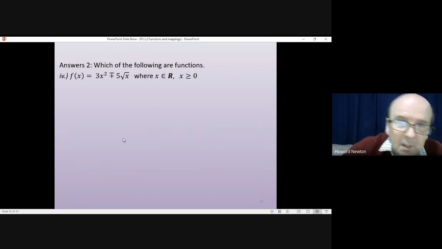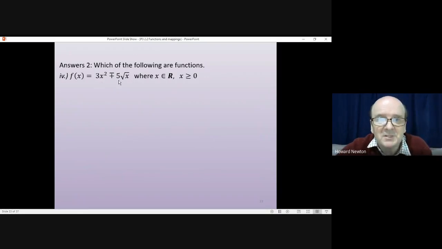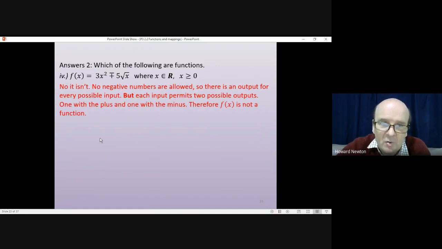The fourth one immediately looks a little bit dodgy. 3x squared plus or minus 5 times by root x. No, this is not a function. No problem with negative numbers here. We've said x has to be positive. So it's not that there's a problem with x being negative and square rooting a negative number. That isn't the problem. The problem is the plus minus. Each input permits 2 possible outputs. One with the plus sign from here and one with the minus sign from here. Therefore, f of x is not a function.